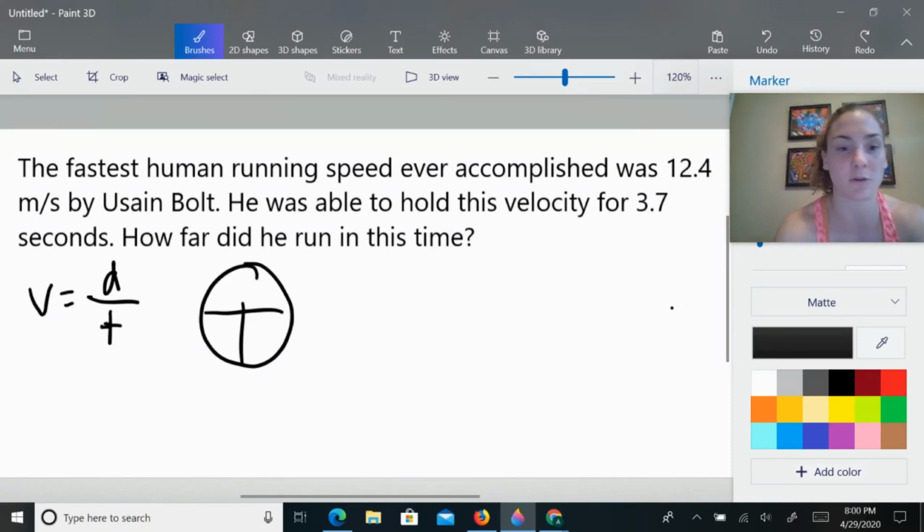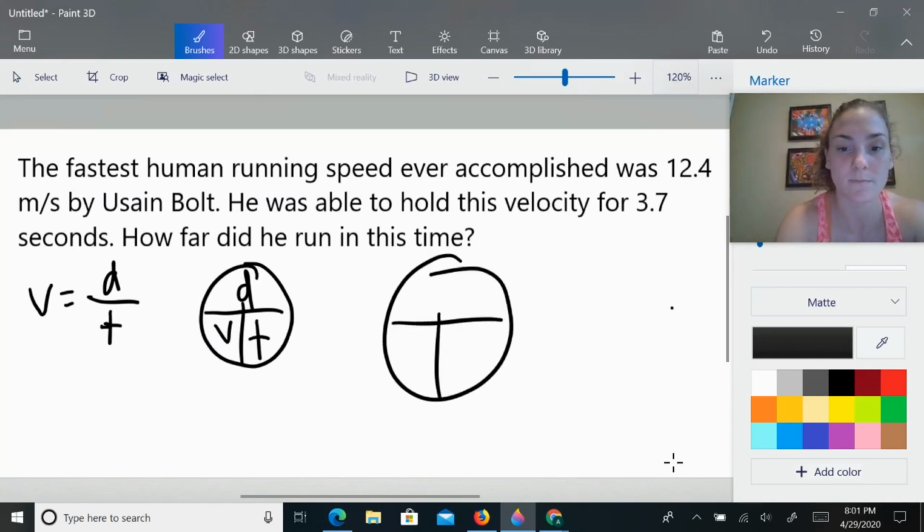So let's complete this circle diagram with your distance on top, time on the bottom, and then velocity here. And then let's plug in those numbers. Distance on top. Do we have distance? No, it's asking for distance. How far did he run? That's distance. So we do not know the distance. Now, velocity is 12.4. That's how fast he was going. And then he was able to hold that speed for 3.7 seconds. 3.7 seconds, that's our time.